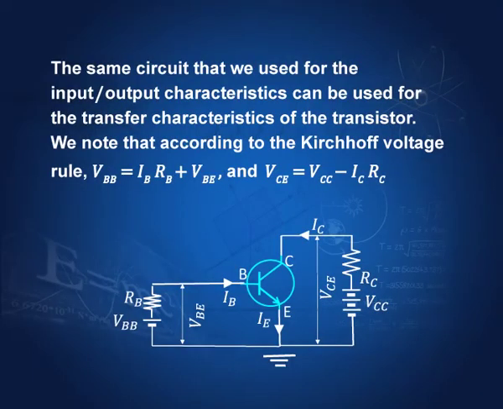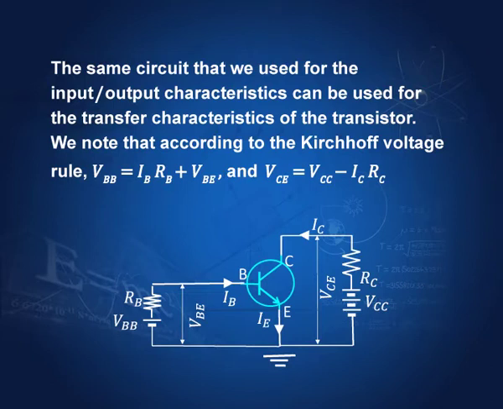The same circuit that we used for the input-output characteristics can be used for transfer characteristics. That is, we will take one parameter on this side, one parameter on this side. They are known as transfer characteristics. And what do we plot? We plot the output voltage against the input voltage. So, what is input voltage and what is output voltage?